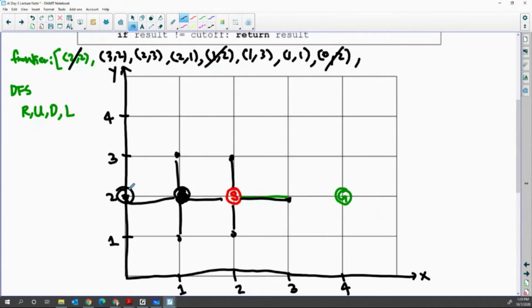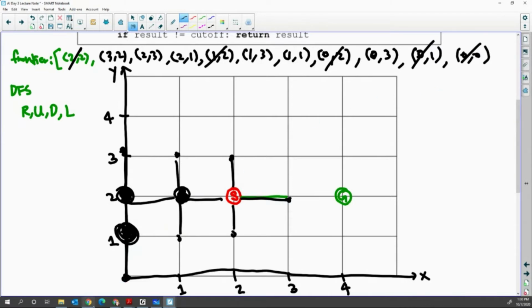So 0, 2. Then from here, I cannot go right, but I can go up. So 0, 3. Then I can go down. So 0, 1. Then I'm done. So it's closed. Now I'm going to pop. So 0, 1 is popped. Then search it, right? Oh, it's already there in the frontier. Up is already there in the explored, so down. So I'm going to add 0, 0. Then 0, 1 was closed.